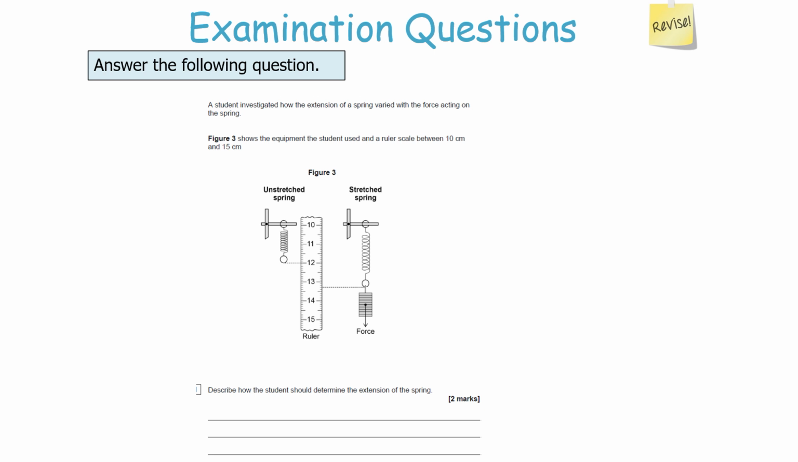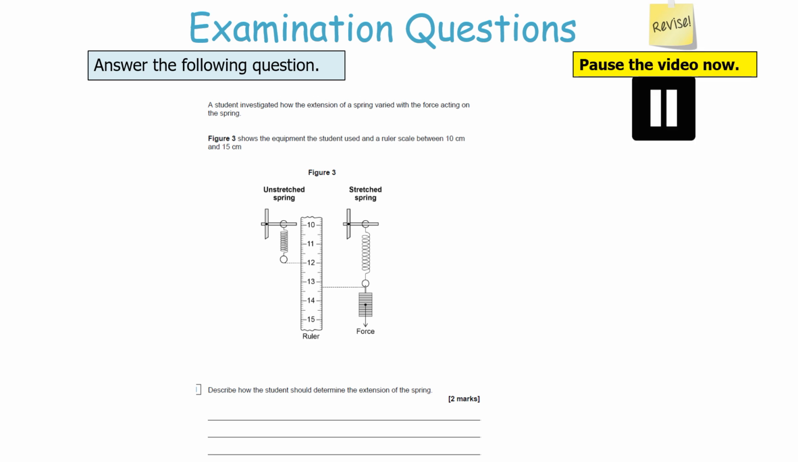The next question says, a student investigated how the extension of a spring varied with the force acting on the spring. Figure 3 shows the equipment the student used, with a ruler scale between 10 and 15 centimeters. Describe how the student should determine the extension of the spring. So pause the video now, then unpause the video when you want to go through your answer.